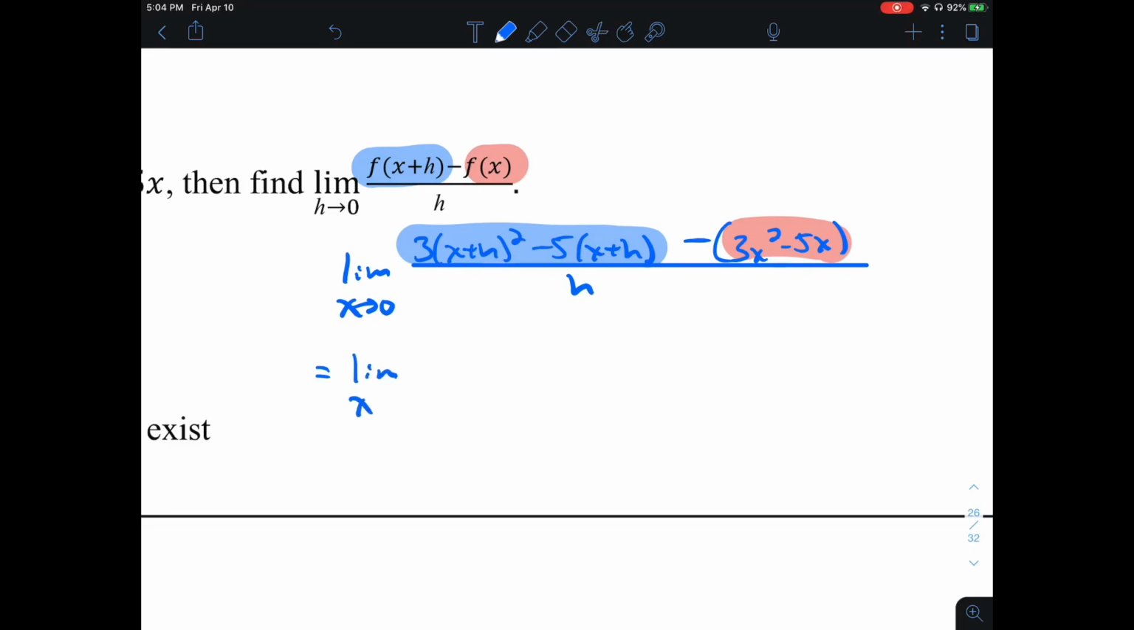Simplifying this, I'm sorry, this is supposed to be x approaches 0. I'm sorry, h approaches 0. I wrote x, and I even said x. So we've got to simplify all this stuff.